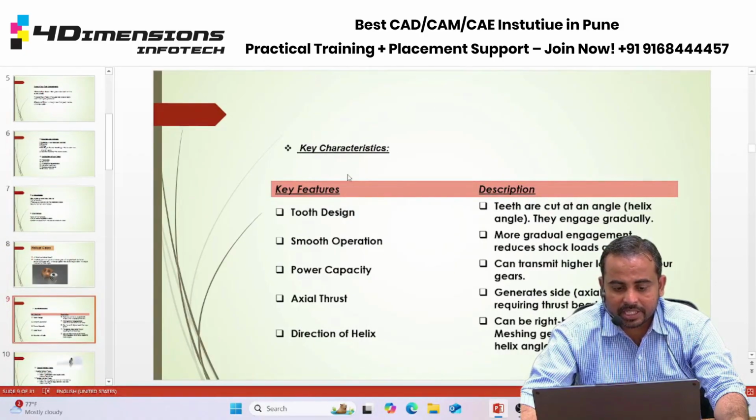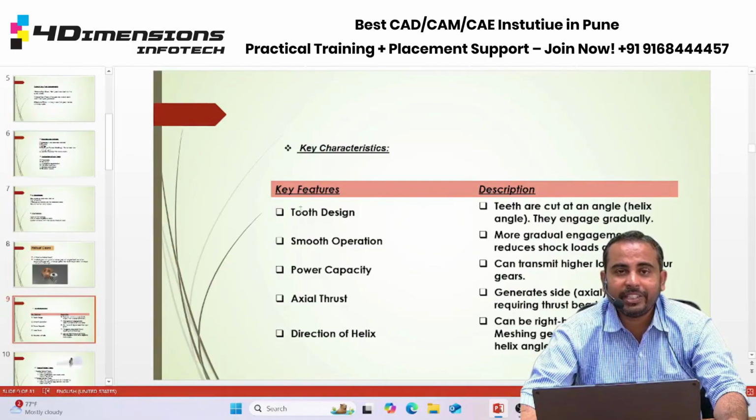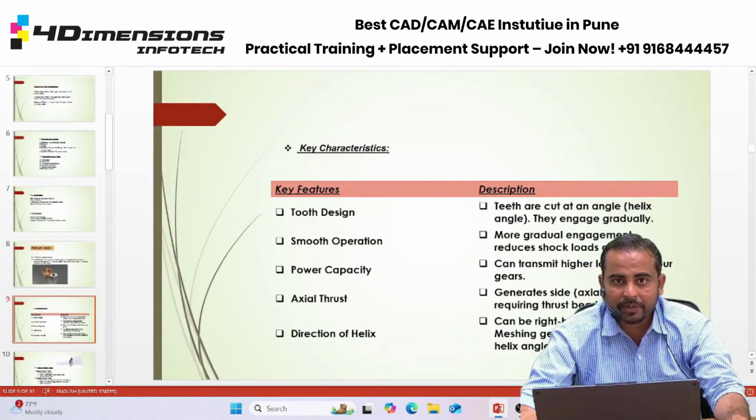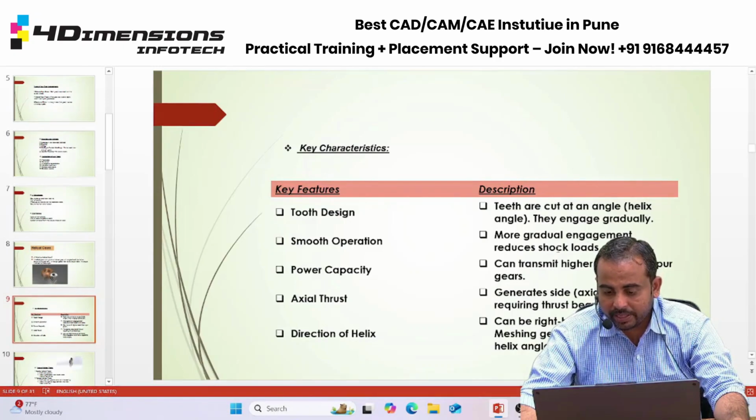Now the key characteristics of helical gears. First, we'll talk about the tooth design. Teeth are cut at a helix. They are engaged gradually, meaning there is a certain helix angle, as we have discussed earlier. Smooth operation: more gradual engagement reduces shock loads and noise. So over spur gears, this is the advantage, that the gradual engagement reduces shock loads and noise.